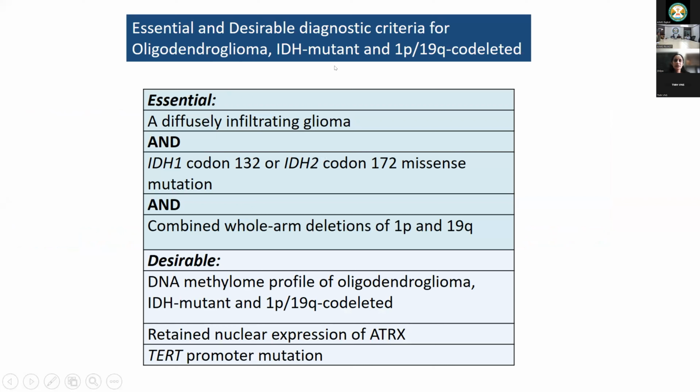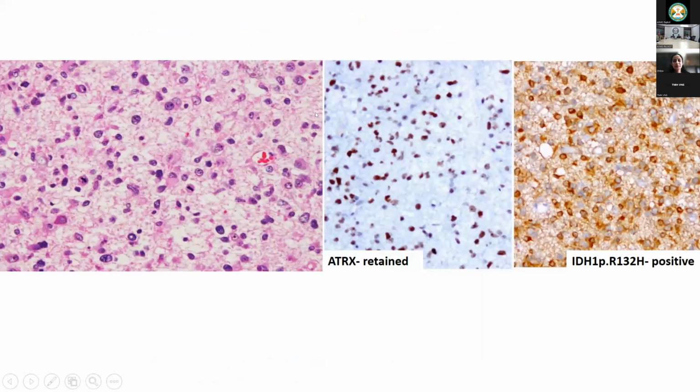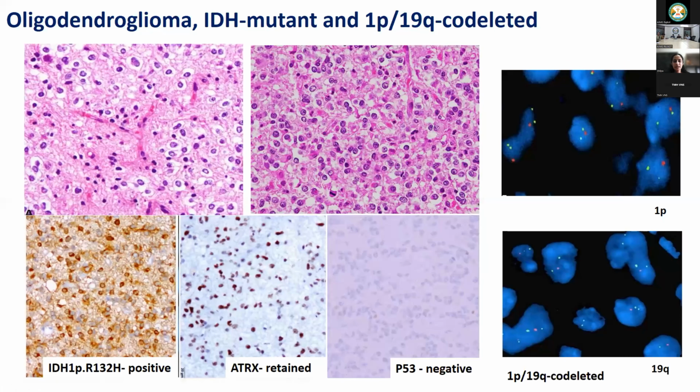Similarly, for oligodendroglioma IDH mutant and 1p19q co-deleted, the essential criteria are that it is a diffusely infiltrating glioma, it has IDH mutation, and there is combined whole arm deletion of 1p and 19q. The others become desirable criteria, like retained nuclear expression of ATRX, which is actually a desirable criterion for oligodendroglioma. So this is how the morphology of an oligodendroglioma classically is. It has perinuclear halo with chicken-wire vasculature. There is IDH positivity with retained ATRX and P53 negative, but to call it oligodendroglioma, we have to demonstrate 1p19q co-deletion. If we have this entire panel, we can call it oligodendroglioma IDH mutant and 1p19q co-deleted.